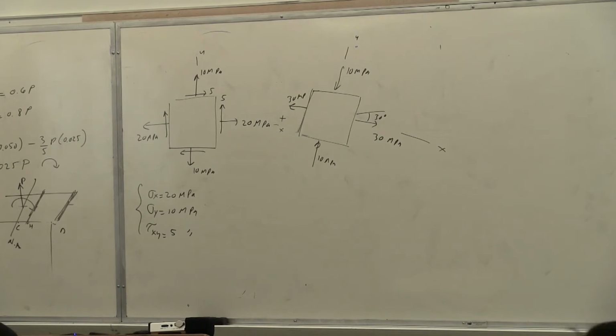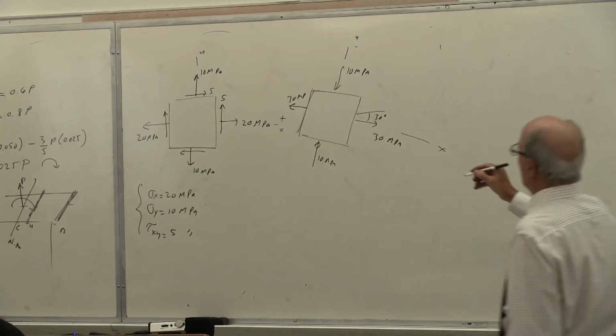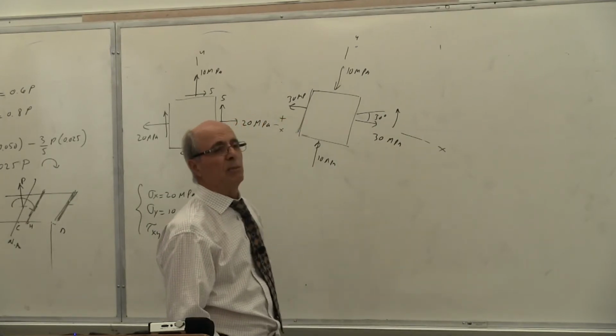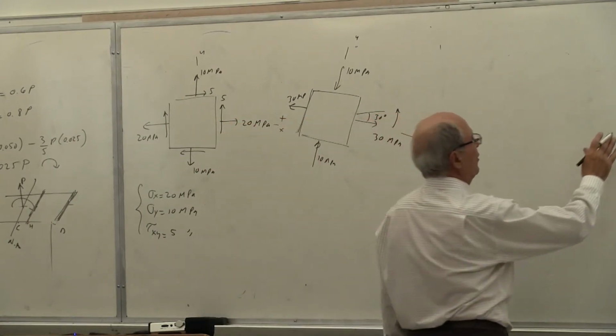How much transformation do we have? We have a transformation of theta equal to 30 degrees plus. Is that correct? Because you are going counterclockwise. Everybody with me? You must transform this way. So let's do it with the Mohr circle. Correct? The idea is this.